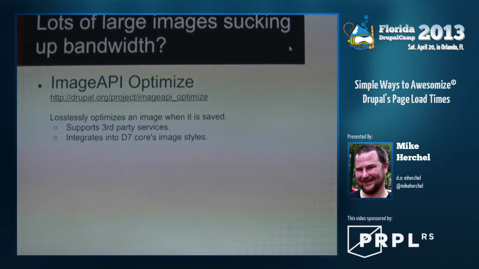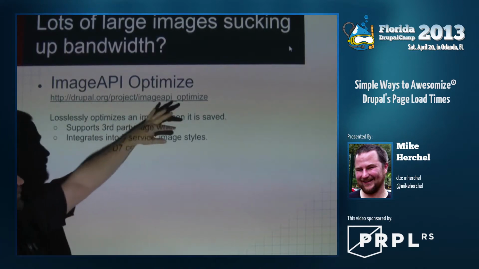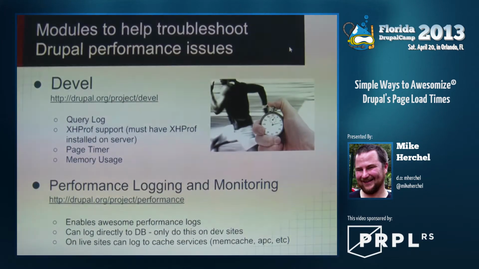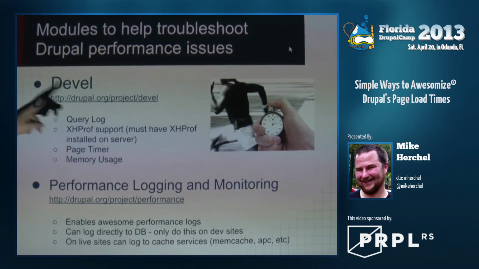All right. Do you have large images sucking up your precious bandwidth? There's a module called Image API Optimize. What this will do is take all your PNGs and your JPEGs, send them to an external service or whatever, and it will basically losslessly optimize them. So it'll take out all that EXIF data and metadata and everything like that, and make them really small.